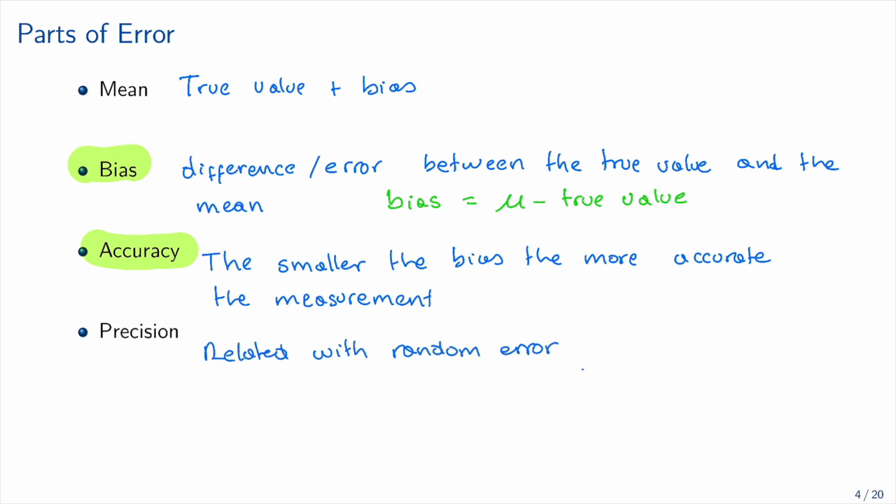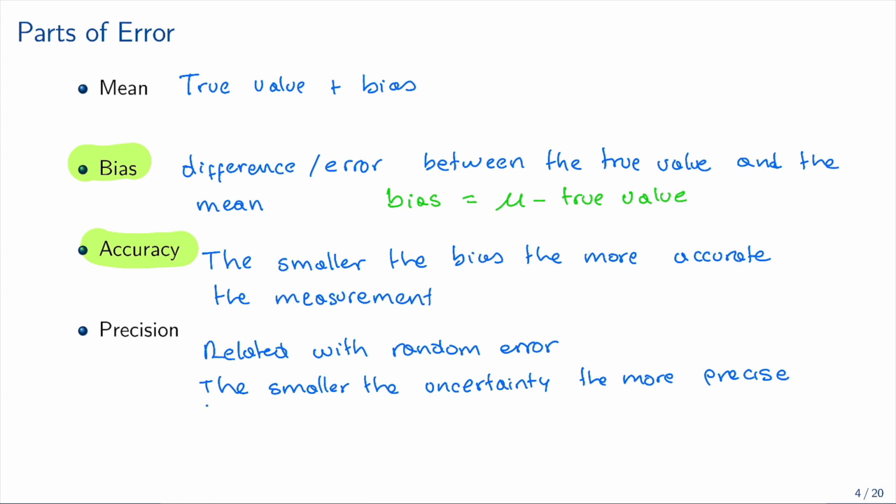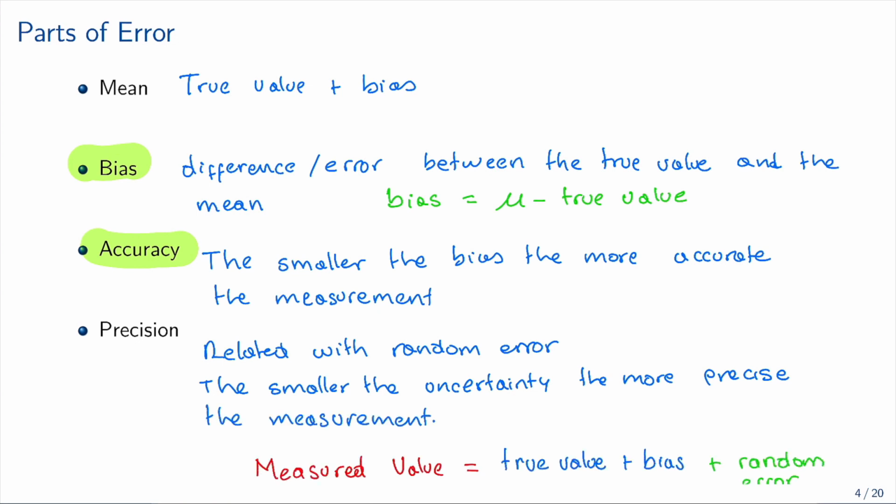Now, precision is relative to the random error. So the smaller the uncertainty, the more precise the measurement. In conclusion, the measured value is equal to the true value plus the bias plus the random error. And remember that the true value plus bias is the mean, and the random error is the standard deviation.